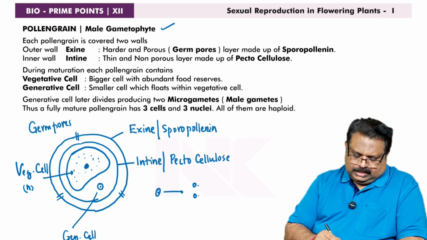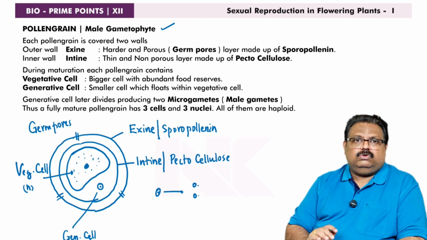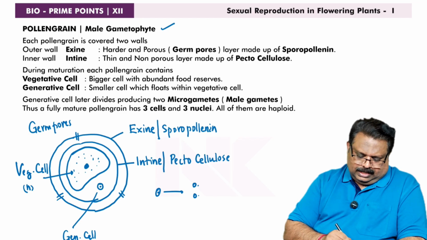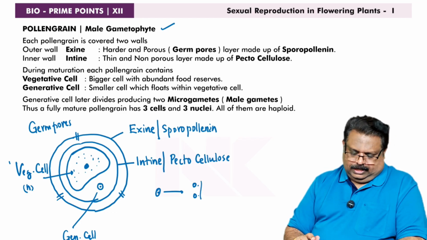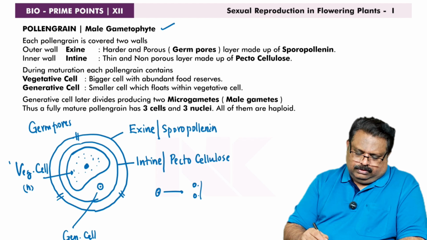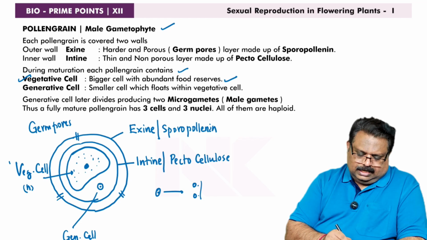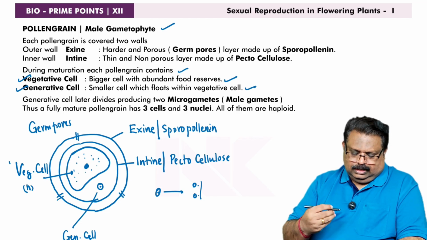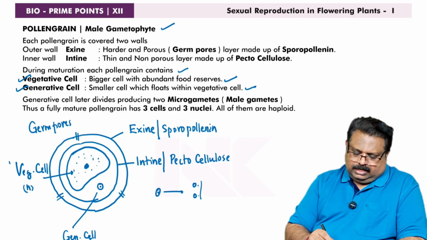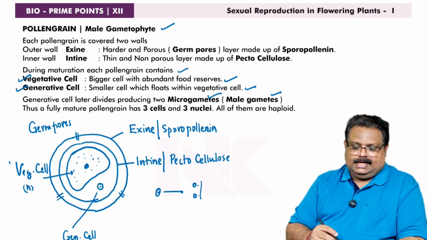So when there is a vegetative cell and generative cell, that is a 2-celled condition. And when there is a vegetative cell and 2 microgametes, it is a 3-celled condition of the pollen grain. So you can see that during maturation, each pollen grain contains a vegetative cell, bigger cell with abundant food reserves, and a generative cell, smaller cell which floats in the vegetative cell. Later, the generative cell divides, producing 2 microgametes or male gametes. Thus, a fully mature pollen grain has 3 cells.